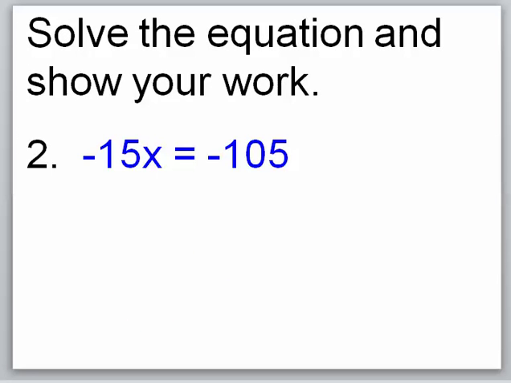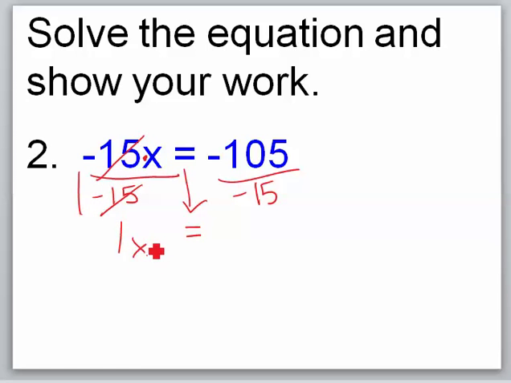Alright, let's look at this one. Okay. Again, if they're right beside each other, that means I am multiplying. So to undo multiplication, I use division. When I do to one side, I do to the other. Remember to bring down this equal sign. Negative 15 divided by negative 15, well, that reduces to 1. So I get 1x equals, negative divided by negative is a positive. 105 divided by 15 is 7. X equals 7.